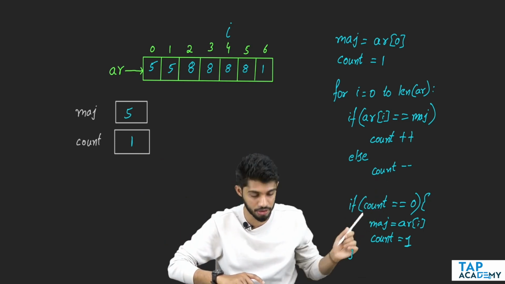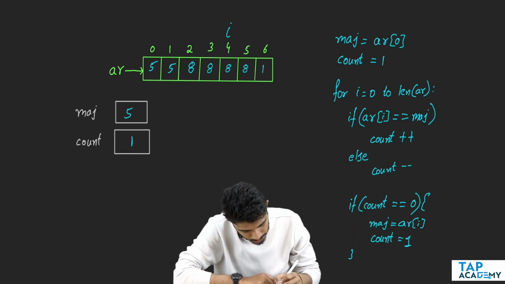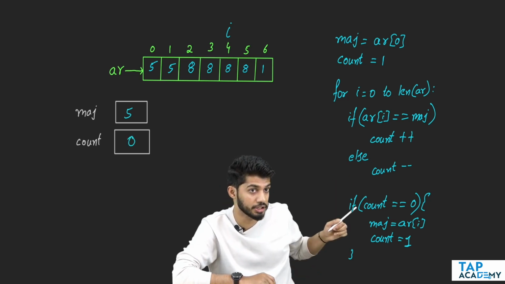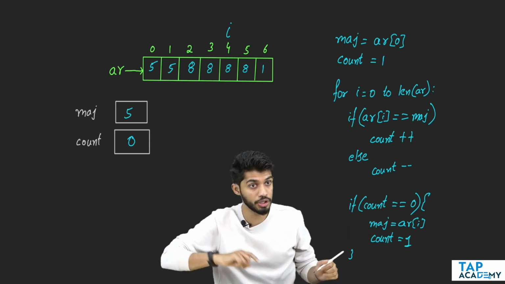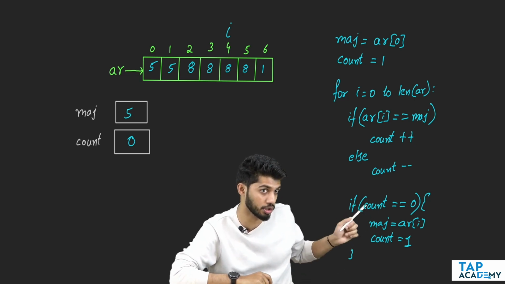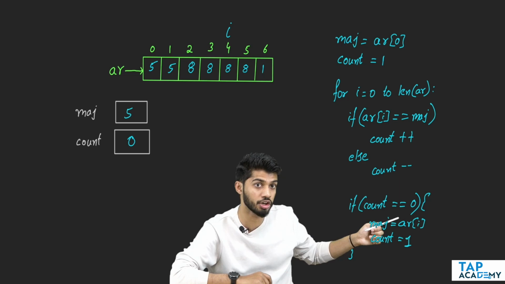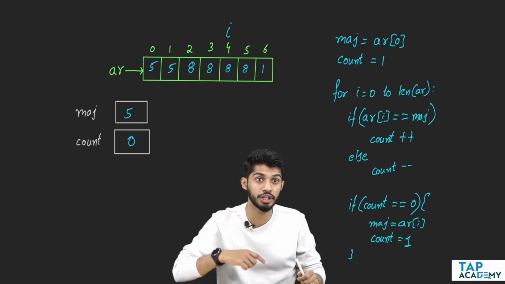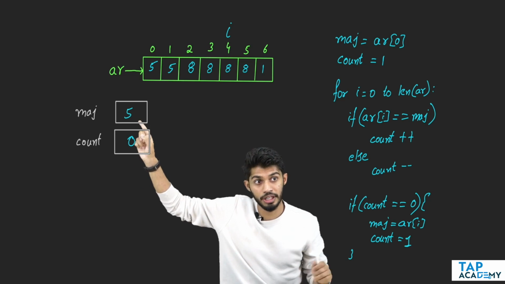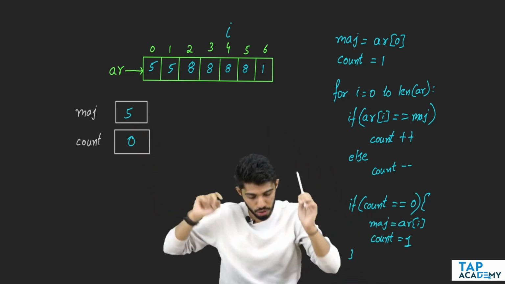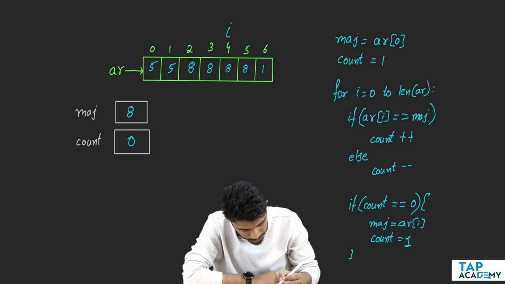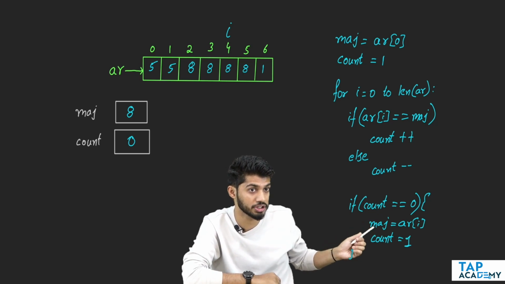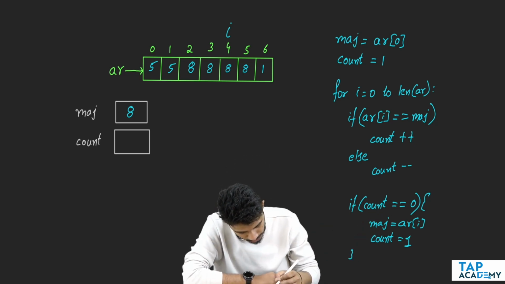So this part of the code executes. Now the value of count becomes 0. Now it will check this condition: is the value of count equal to 0? Yes, the value of count is equal to 0. So it executes this particular block. Majority is equal to AR of I, so now the value of the majority is getting changed. AR of I is nothing but 8, so you can clearly see that majority is changing. It becomes 8. After that, the value of count is reinitialized to 1.